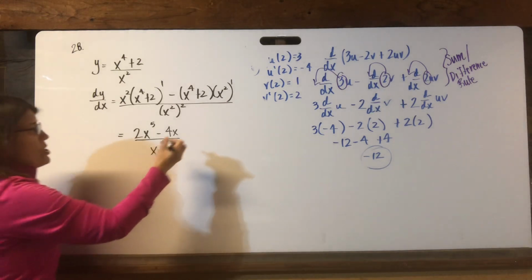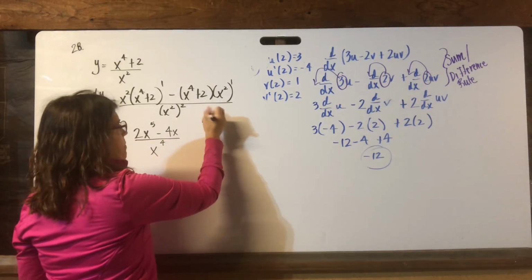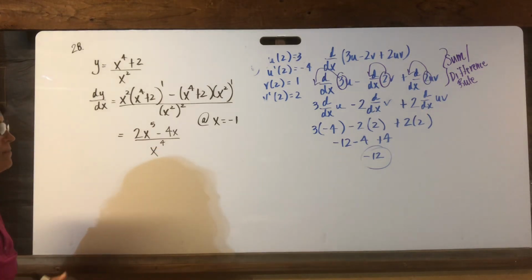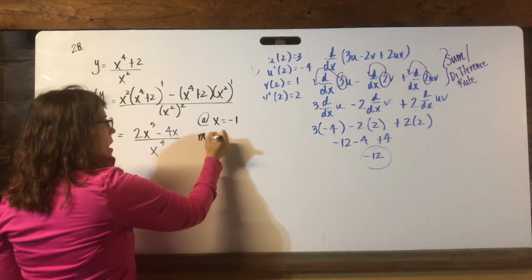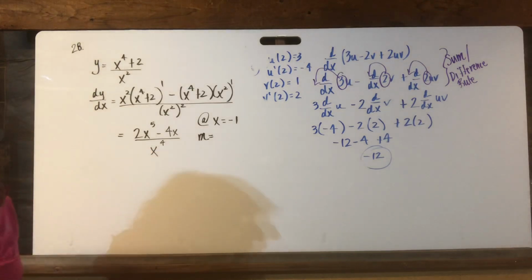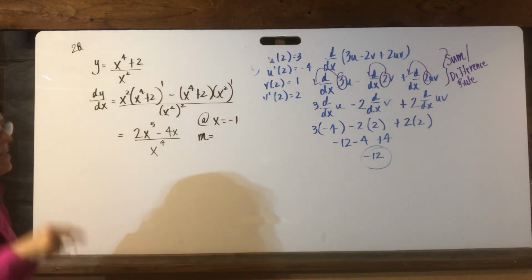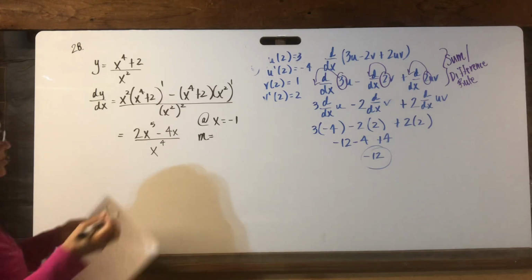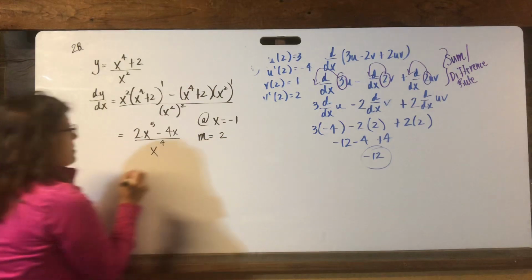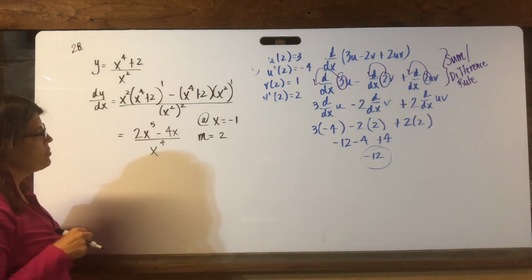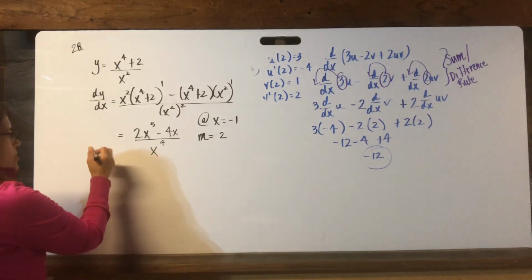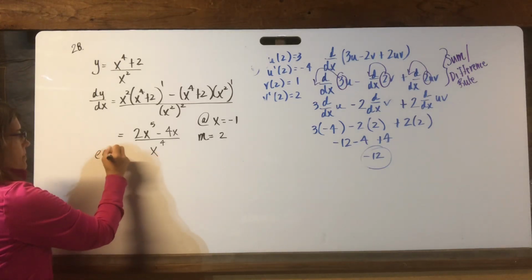Okay, so I want to know specifically at x is -1. So the slope of the tangent line when x is -1, plug in and you get 2. -2 plus 4, yeah, you get 2. That's not the question. They want to know the actual equation.